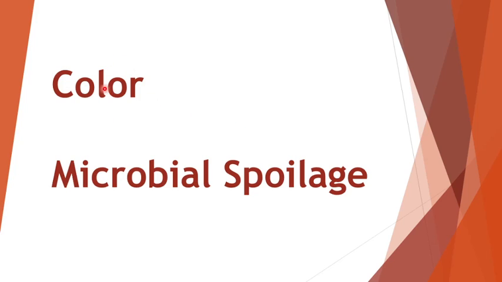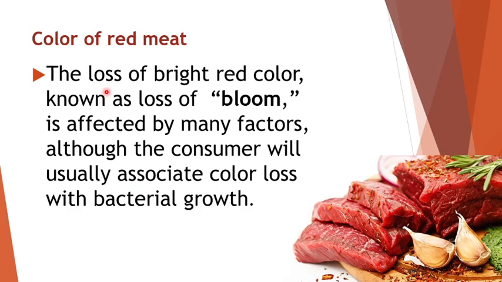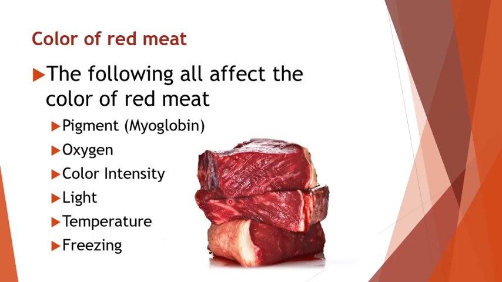So let's start with color. The loss of bright red color is also known as the loss of bloom. When we say bloom, by the name itself, I think you could imagine it's very bright red, very red. It looks really good. Losing that color is affected by many factors. Although consumers will usually associate color loss with bacterial growth, in fact, there are other factors affecting color. So the following all affect the color of red meat.